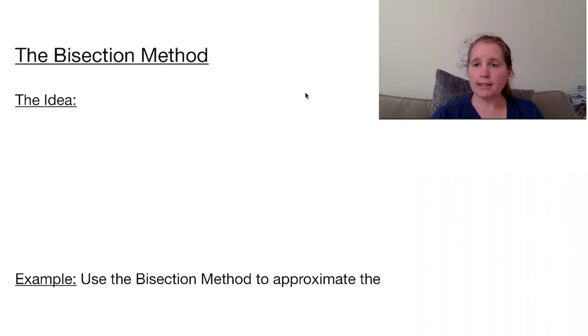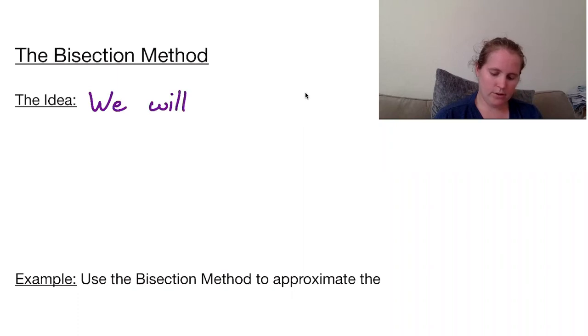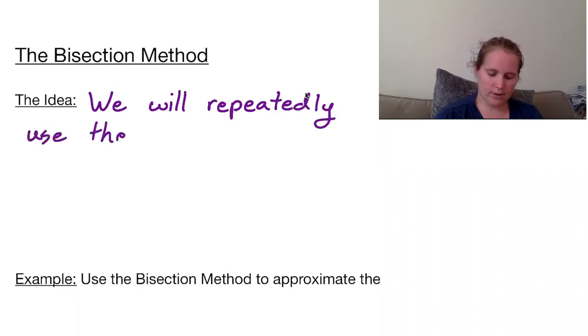Welcome to the bisection method. The idea here is we are going to repeatedly use the intermediate value theorem to find a root, or to approximate a root, of a function.